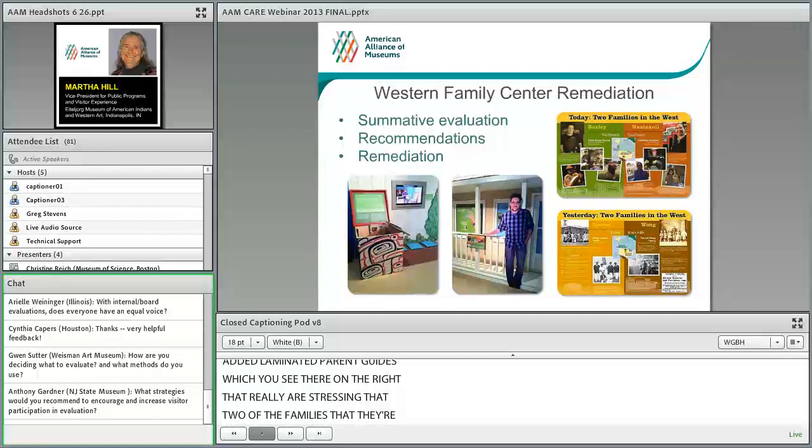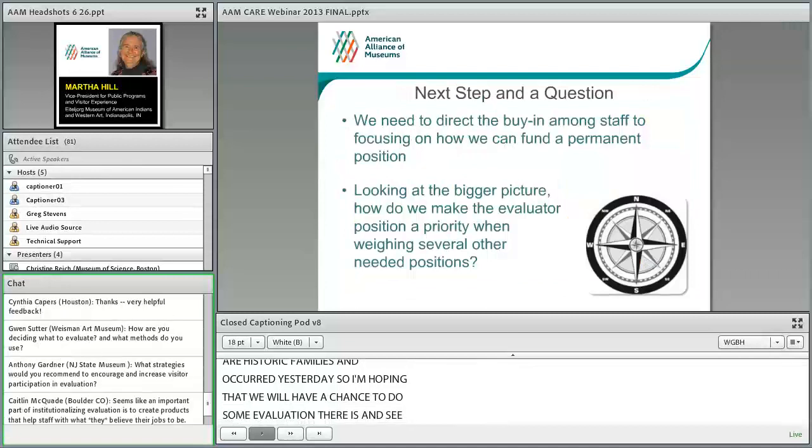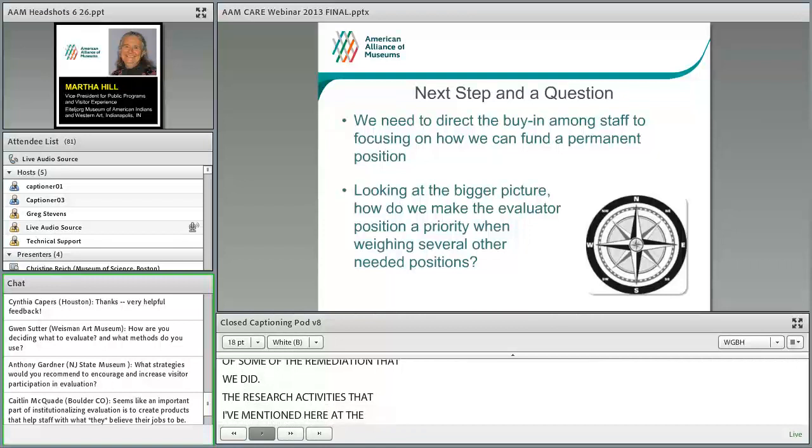We also installed life-size images of the artists, and we added laminated parent guides, which you'll see there on the right, that really are stressing that 2 of the families that they're experiencing are contemporary families or occur today, and then 2 are historic families and occurred yesterday. And so I'm hoping that we will have a chance, again, to do some evaluation there and see how that's working out in terms of some of the remediation that we did.